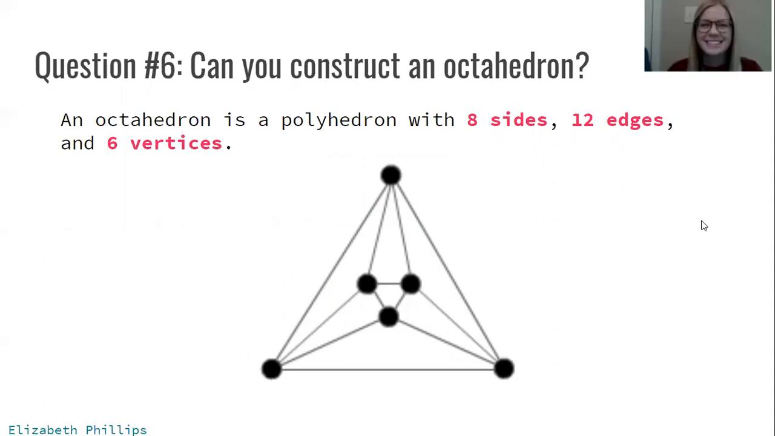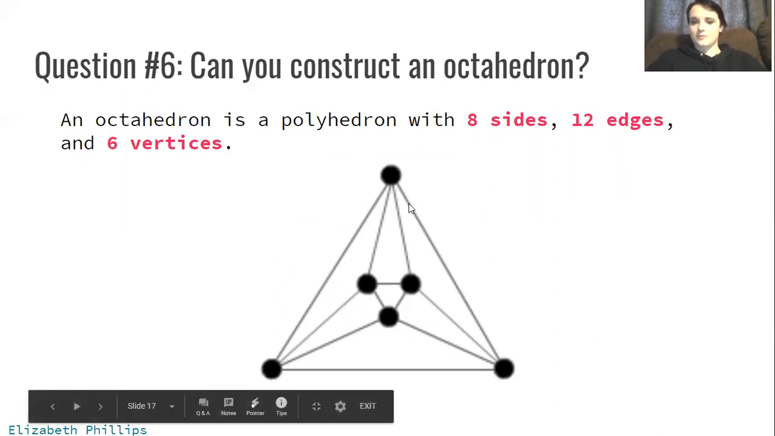Can you construct an octahedron? An octahedron is a polyhedron. It's got 8 faces, 6 vertices, and 12 edges. And whenever you go to draw it out and make an octahedron, it's going to look like this figure down below.